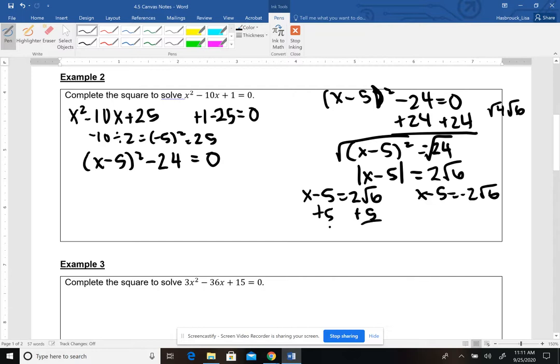Add 5 to each side. x equals 5 plus 2 root 6. Add 5. x equals 5 minus 2 root 6. And we're done.